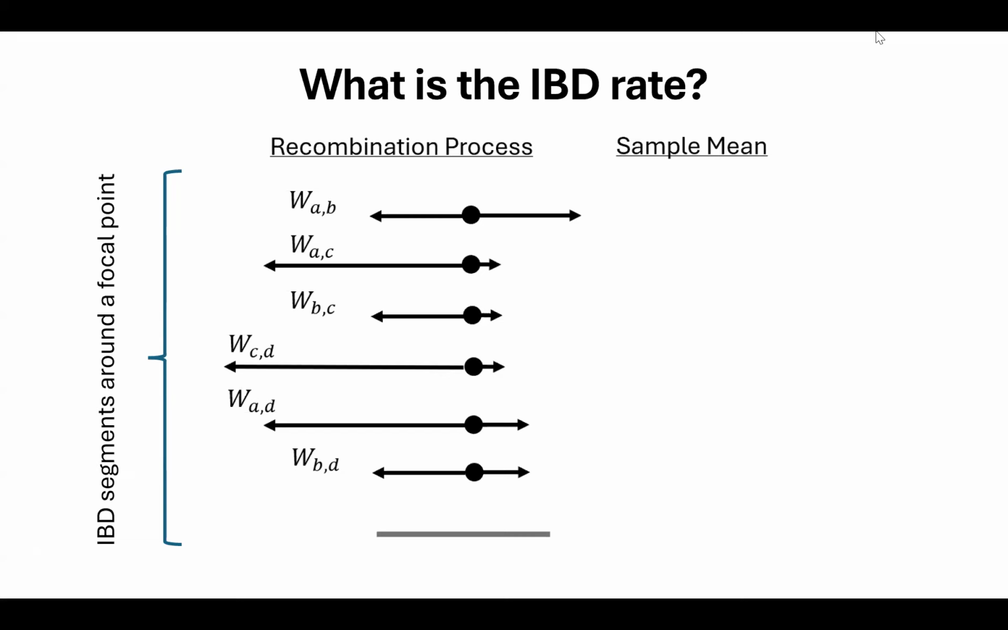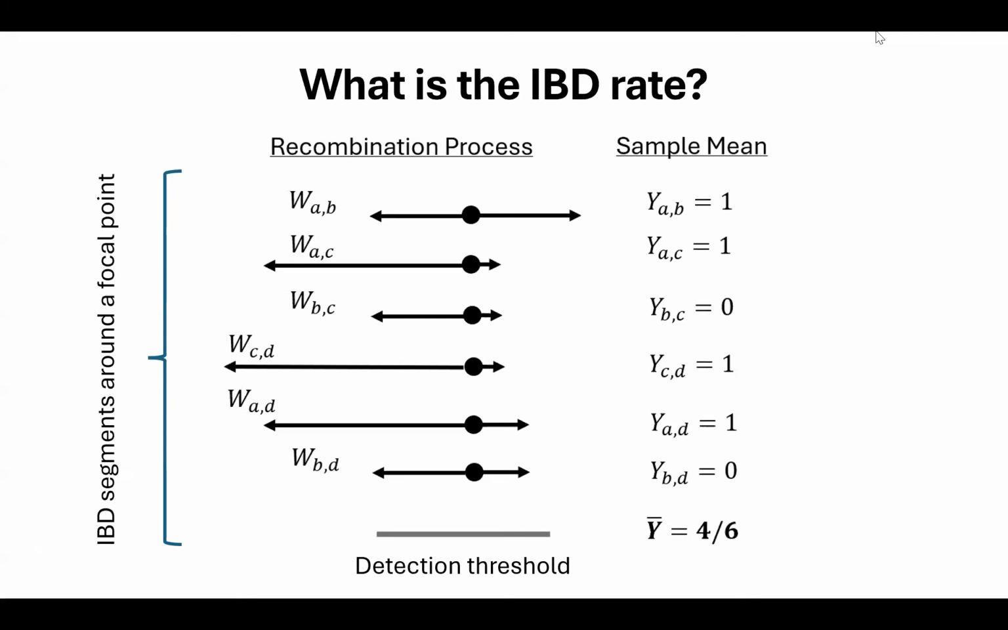The stretches of IBD are to the left and right of this focal position, which we'll denote as these random variables W. If these random variables, the IBD segment lengths, exceed some detection threshold, the gray line at the bottom of the slide, we're going to dichotomize such that we have these binary random variables denoted here as Y. The IBD rate is then the sample mean of the correlated variables. In this example, the sample mean is 4/6.